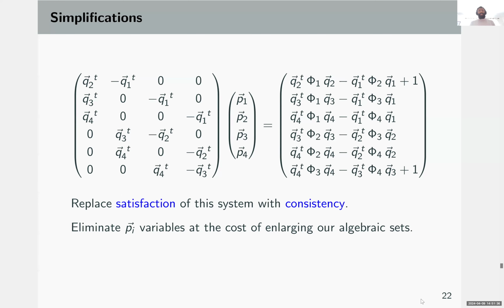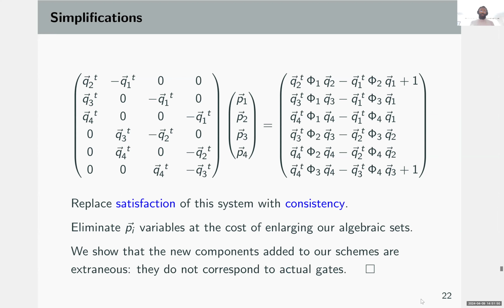So what this does is eliminate these PI variables. That makes the system simpler for a computer to analyze, but it also enlarges the shapes that we're dealing with, which possibly introduces more points that don't correspond to any third level gates. So the last step of the proof is to show that these new components that get added once we weaken our system don't actually correspond to actual gates. And that is basically the idea of the proof.